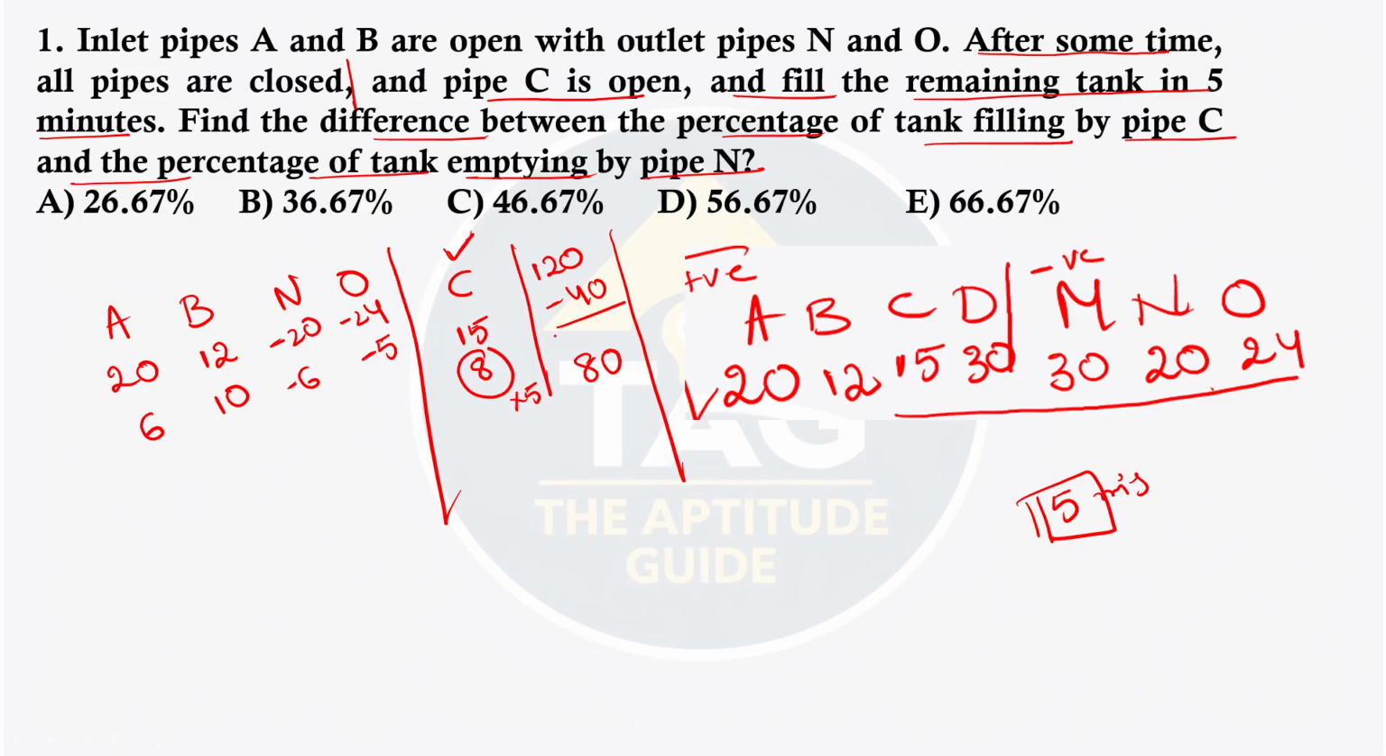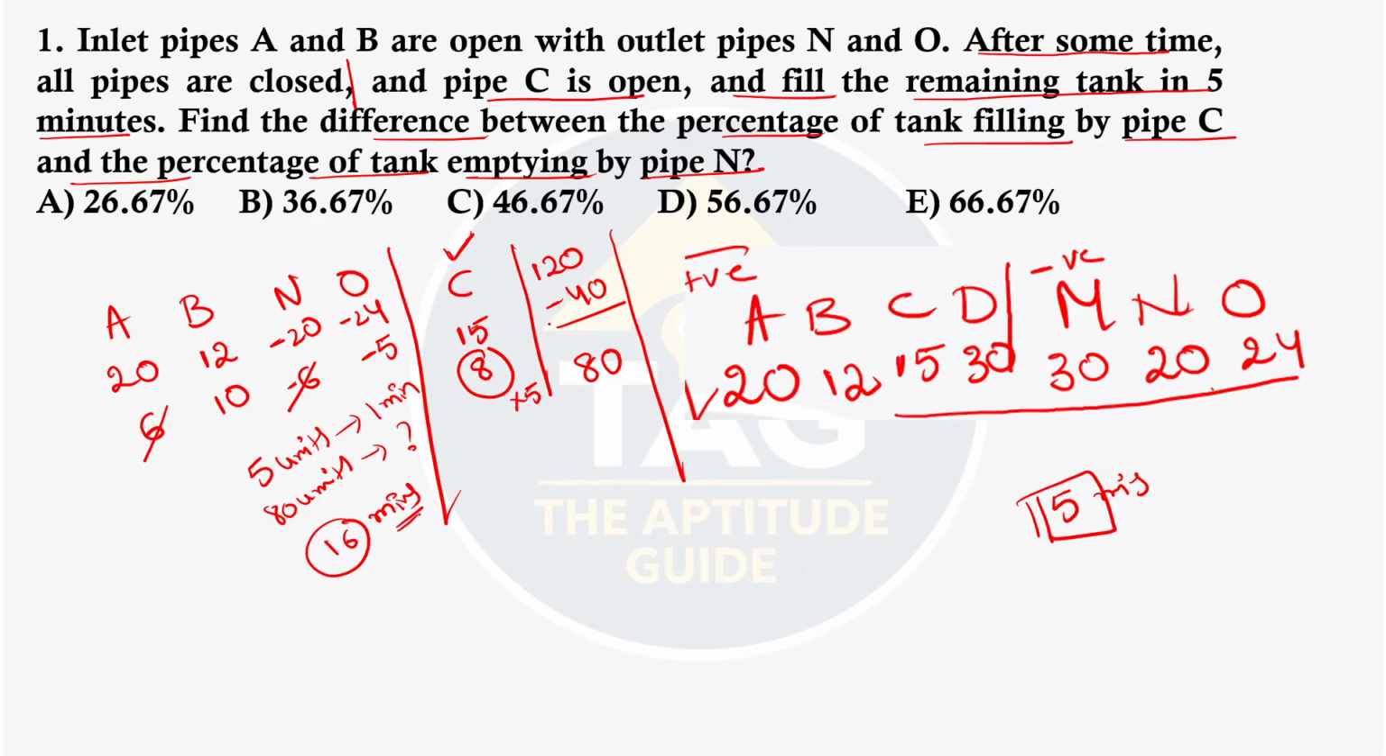So A, B, N and O together should finish this work now, 80 units. If these four work together, plus 6 and minus 6 will be nullified. 10 and minus 5, that's 5. So with A, B, N and O open simultaneously, they can fill 5 units per minute. As they can fill 5 units per minute, 80 units will be filled in 16 minutes.